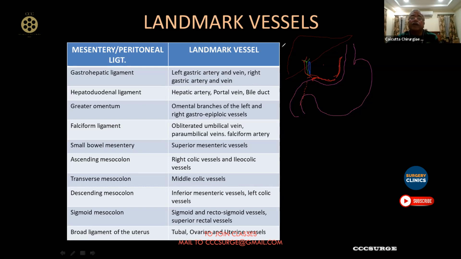Now the greater omentum, let's look at the greater omentum. The greater omentum lies from there, below which you have the transverse colon. I'll draw it hatched because it lies behind. Now you have some blood vessels traveling down the greater omentum. What are the vessels traveling down? Where do they arise from, these vessels?